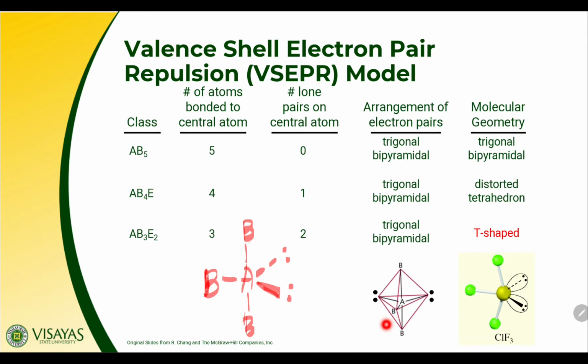Now this looks like a T, right? So we have our 3 atoms bonded here, and the lone pairs are projected. One is projected to the back and one is projected to the front. Okay, so that is how you draw a T-shaped molecule with class AB3E2.